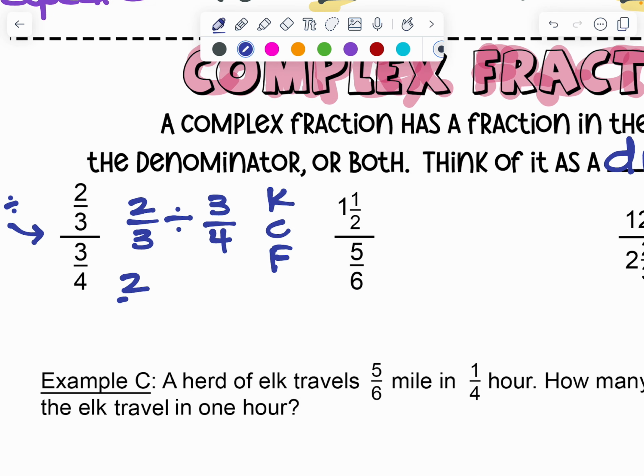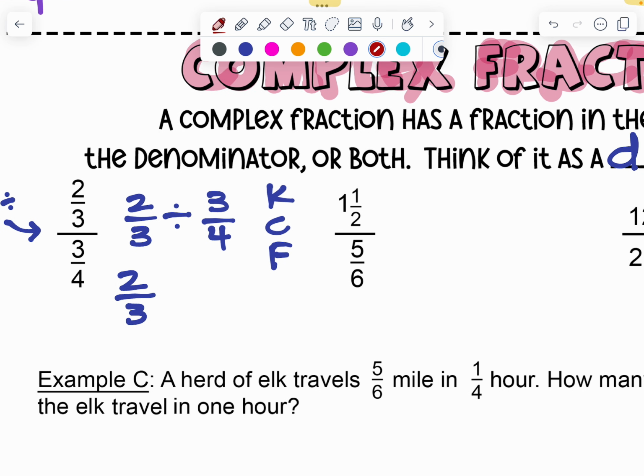All right, so here we go. I'm going to do 2/3 times, don't forget to change it, and then you're going to do the reciprocal of 3/4, which is 4/3. I don't even think we can cross cancel and simplify it. My answer is 8/9. Ta-da!